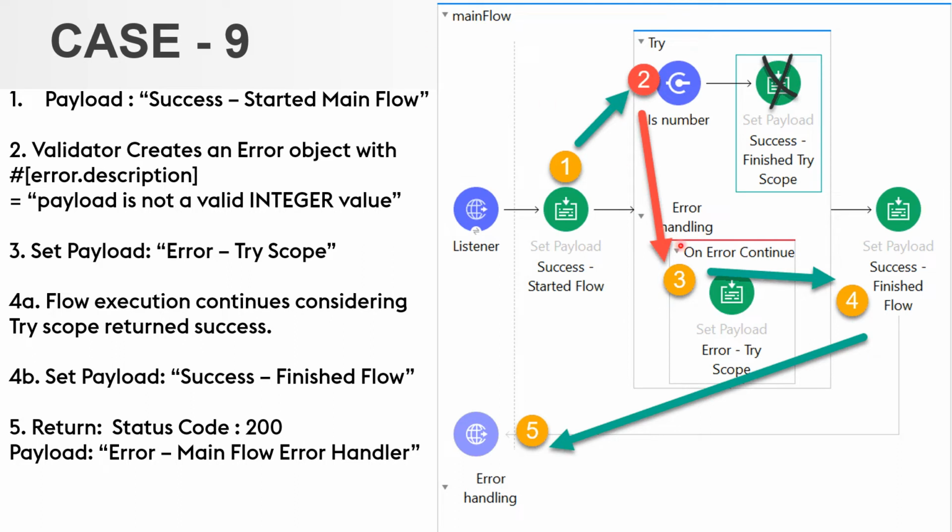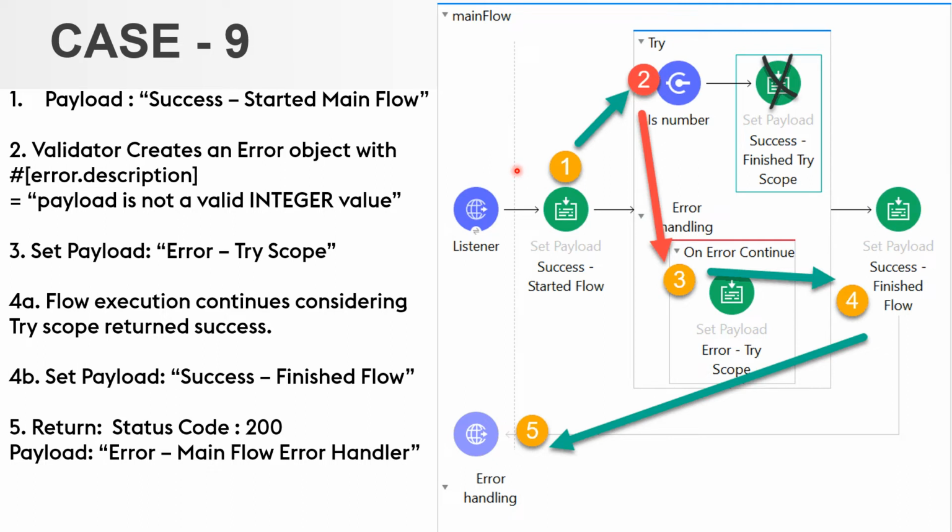Now, in the next case here, what we are doing is we are having a try catch. So try catch is similar to your child flow. What it will do is you're setting payload to success started flow here in first step. Then your is number, which is inside your try catch, try block is error object generator. It will generate object with error description payload is not a valid integer value.